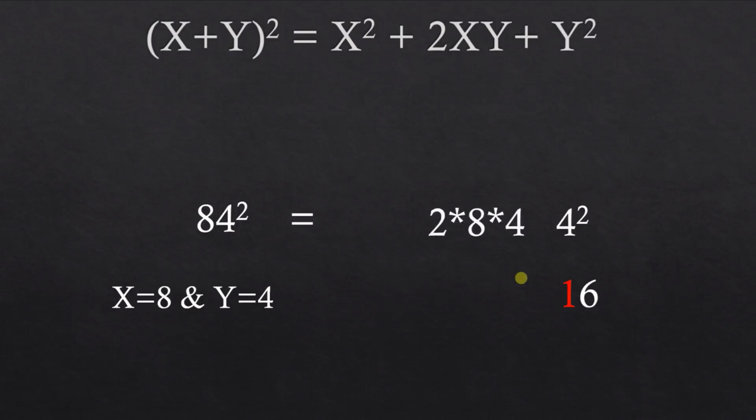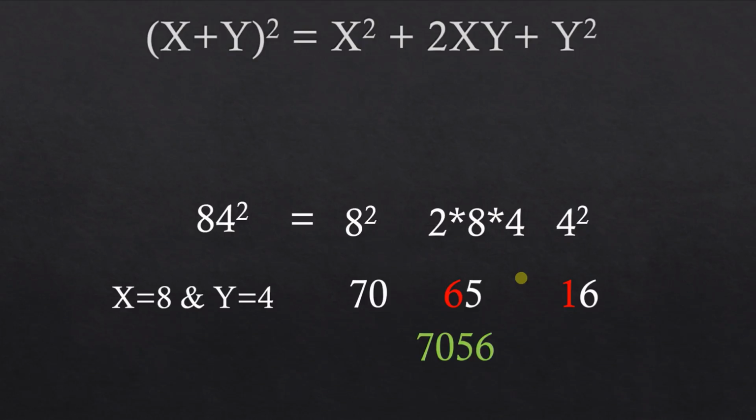next is 2xy, that is 2 into 8 into 4. We will get 64 and plus 1, that is carry forward 1. So total 65. We are writing 5 and carry forwarding 6. Last is x square, that is 8 square. 8 square is 64 and carry forward 6. 64 plus 6, 70. So answer is 7056.